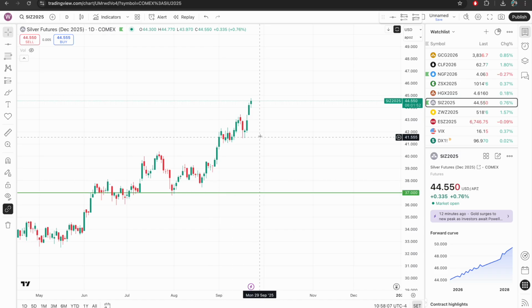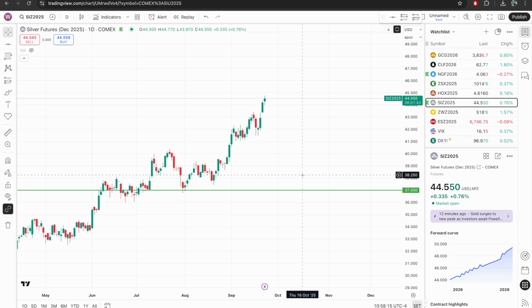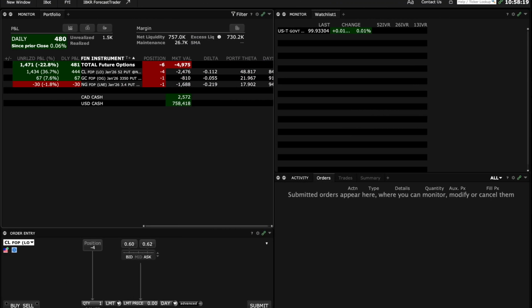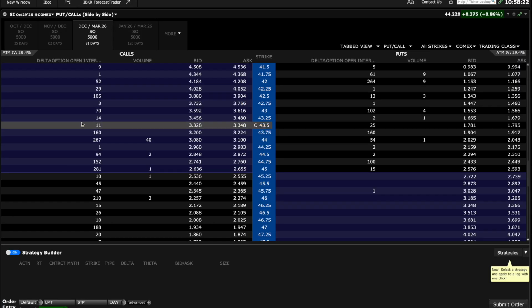It might go down and create a new side trend after the all-time high, but it's really unlikely to drop all the way down to 37 and put me in trouble, right? So if we take a look at the option chain here, let's see what we can get.